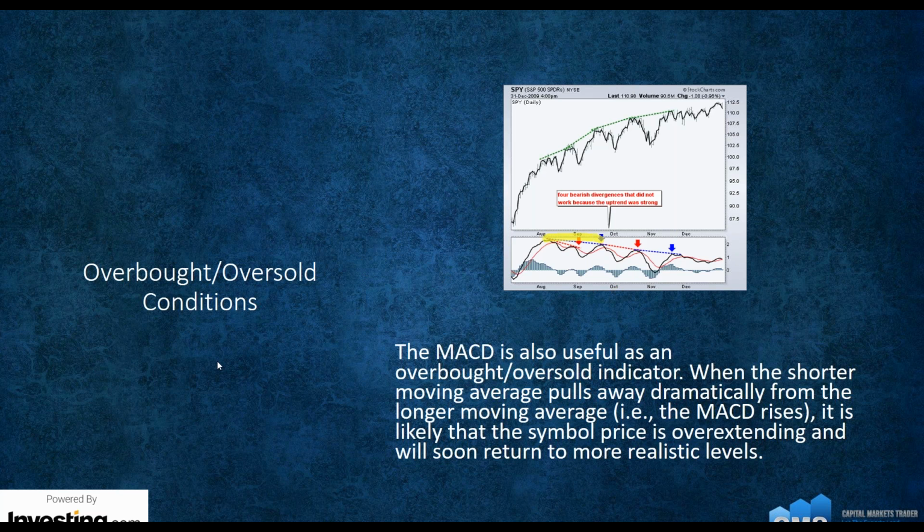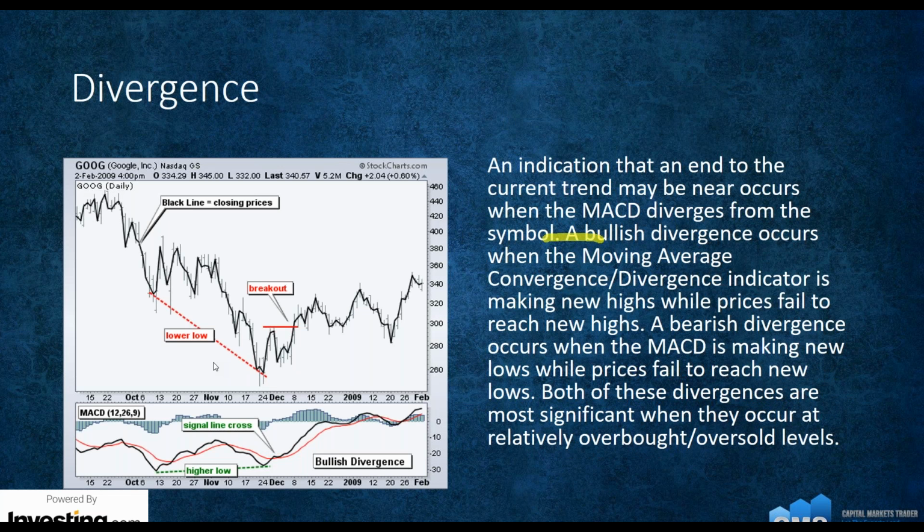And then lastly, we have divergence. Divergence is one of the best, or strongest, indicating parts of the MACD. When we get divergence, it's an indication that the end of the current trend may be near, and it occurs when the MACD diverges from the symbol. In other words, when we look at the MACD line on the chart, and the MACD line is moving upward while the price movement is moving downward, we're having a divergence.